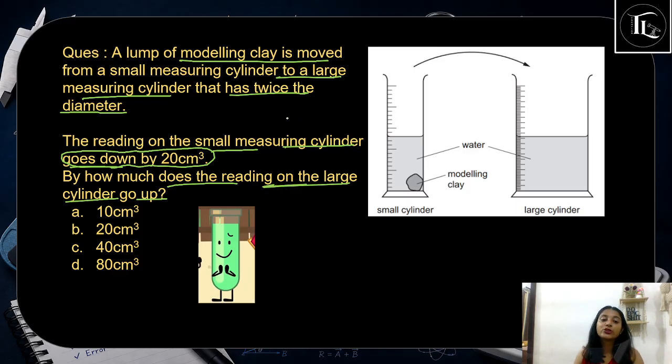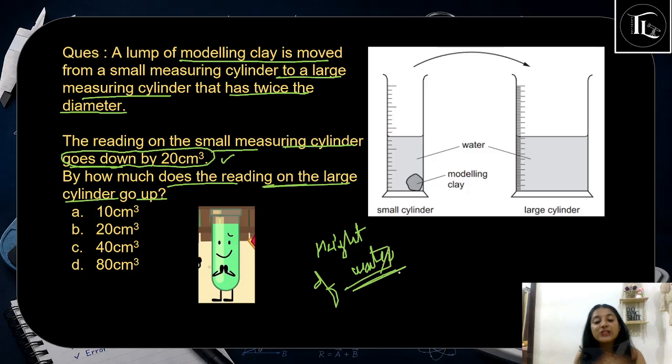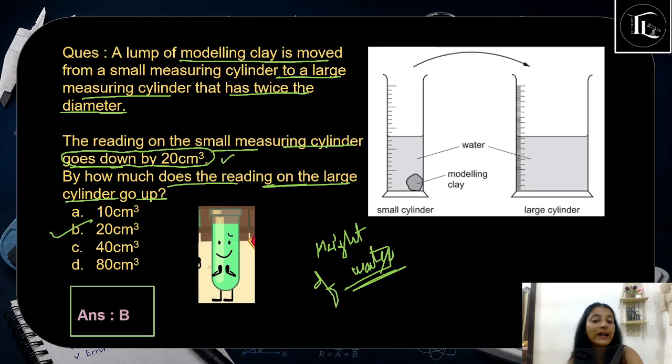20 centimeter cube here tells us about the volume of the modeling clay, which will not change in whatsoever beaker you're putting it, that will remain the same. Yes, the height of the water or the liquid, that will change, that will be affected, but not the volume. And here the value is given in centimeter cube, they're talking about the volume, so it will be B, that is 20 centimeter cube, that will remain the same.